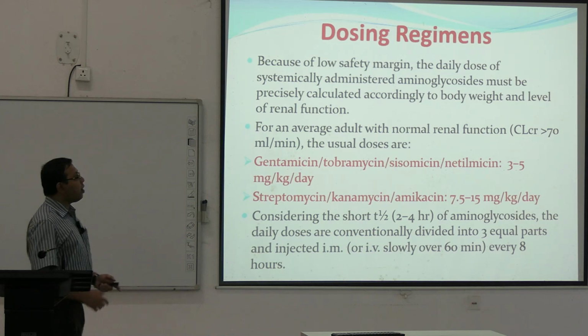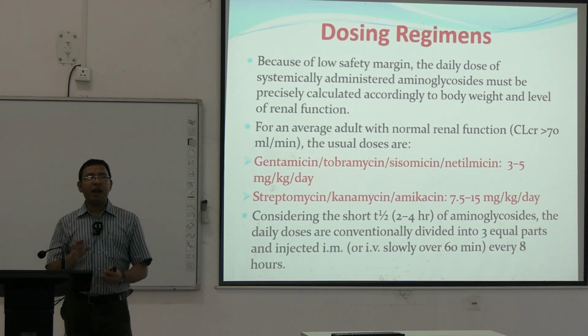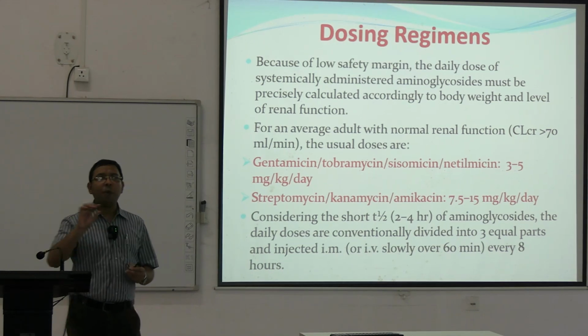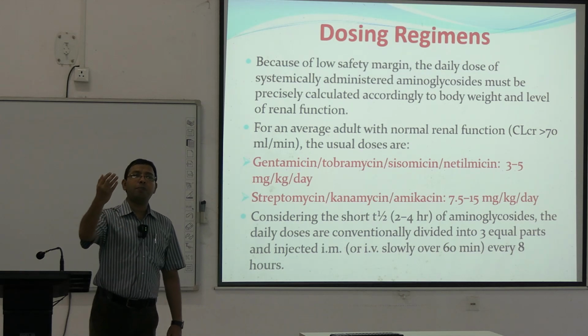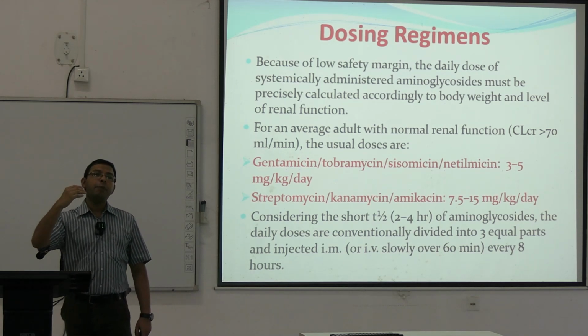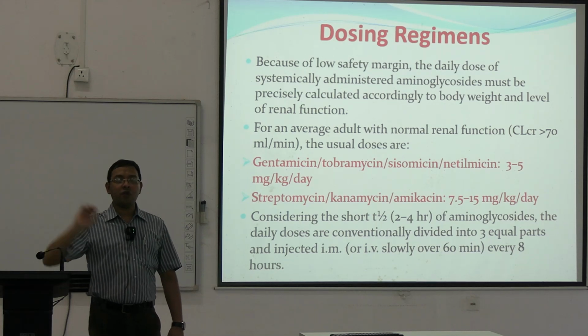Now coming to the dosing regimens. Already we have seen, first, aminoglycoside is a very low safety margin drug, with a narrow margin of safety. So when we are using this, there may be a slight increase of the aminoglycosides, and there may be some toxicity. The most common toxicities are ototoxicity and nephrotoxicity.